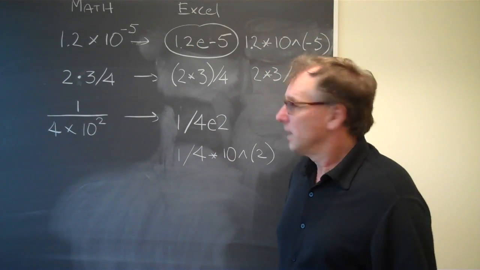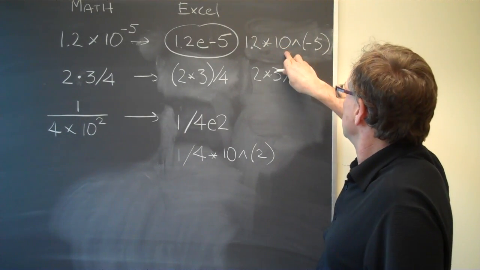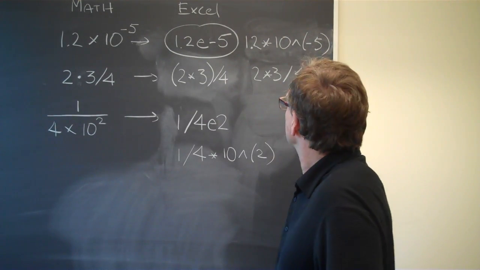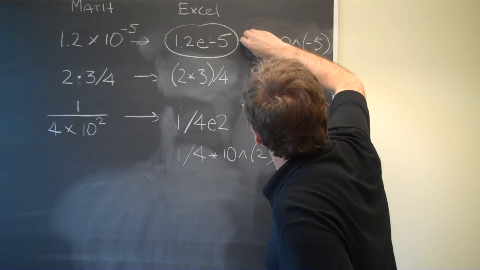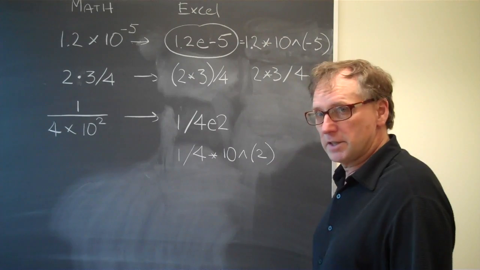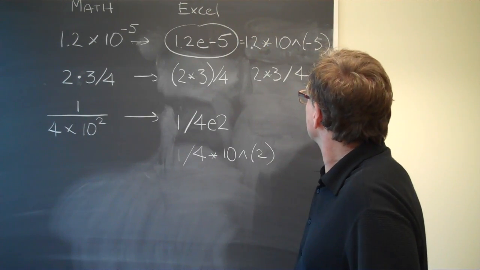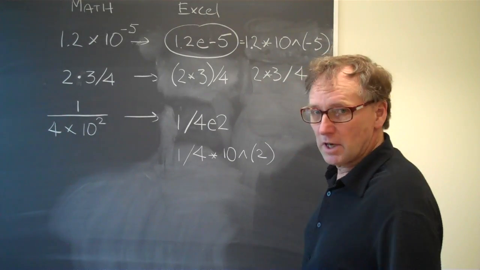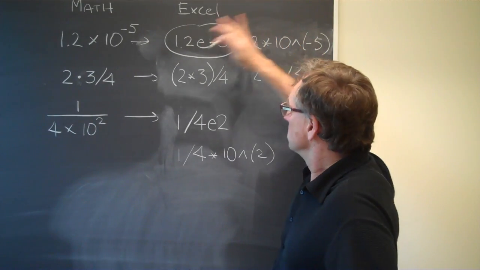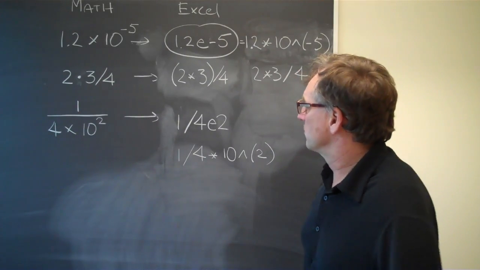It's quite efficient. Here's an alternative: 1.2 star 10 caret parentheses minus 5. That's how you'd have to do it if you were approaching it this way. In fact, you'd have to do one more thing, which is put an equal sign in front of that expression in Excel, because that's an operation, the multiply. So it's a lot less efficient, and in this case it would give you the same answer as this, but sometimes it's a bit dangerous. I'll show you an example of that.